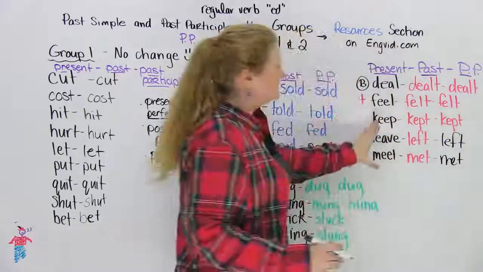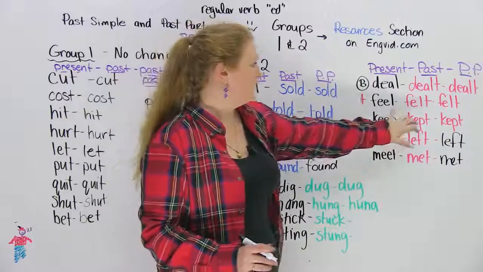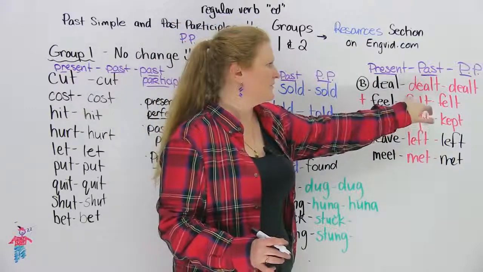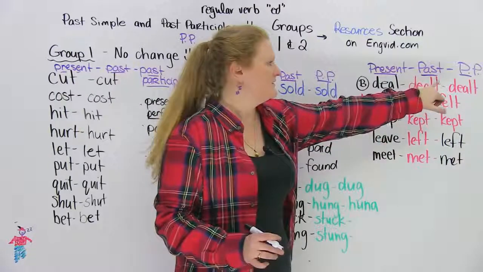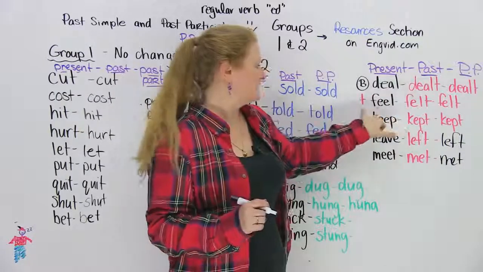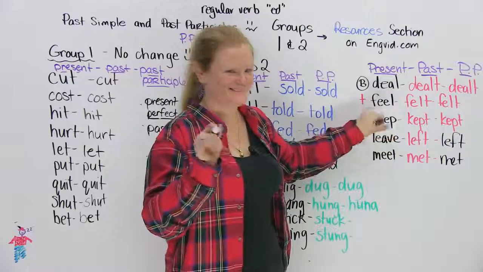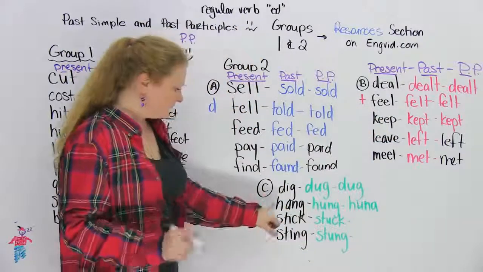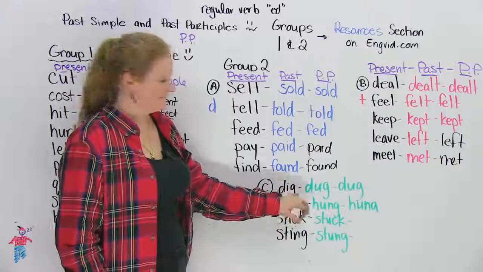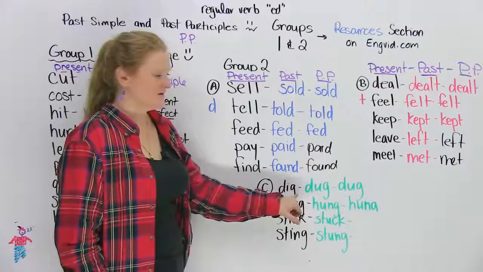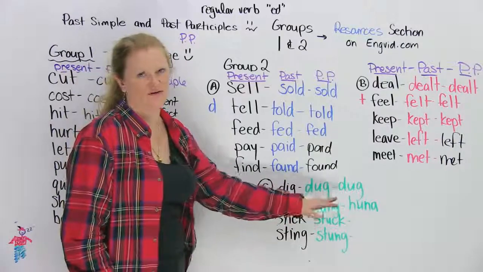So all of these ones, all we're doing is we're changing from the present to the past, and the PP, these two are going to be the same. These ones end in a T. We've got one more. You okay? The last one, we're going to change the vowel in the middle to a U. So we have dig, dug, and dug.